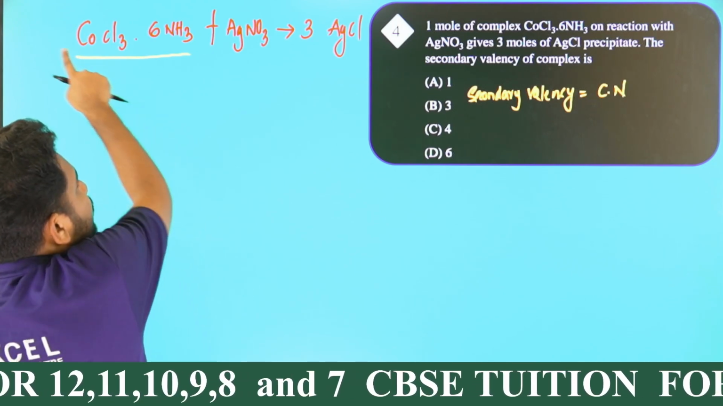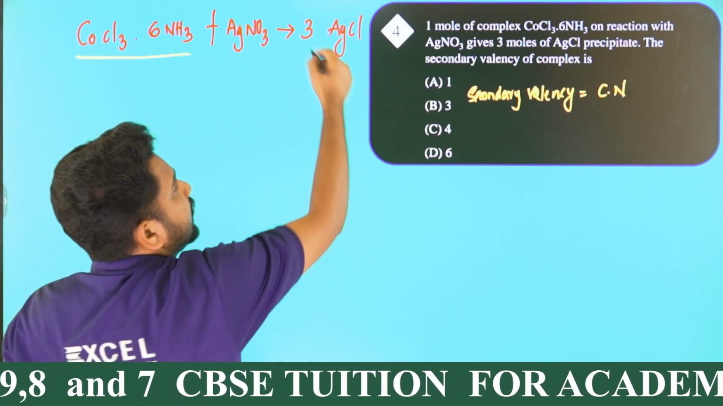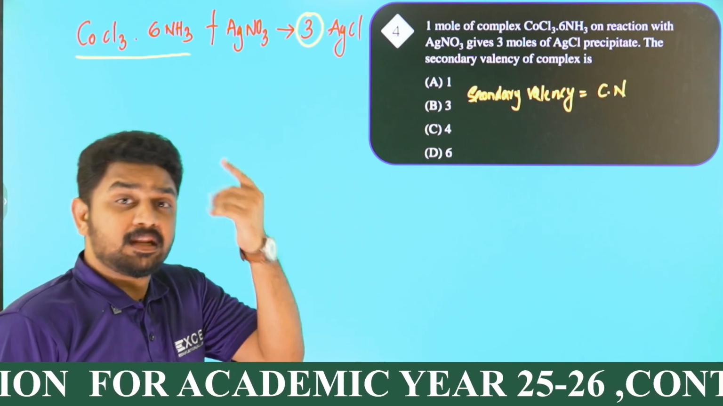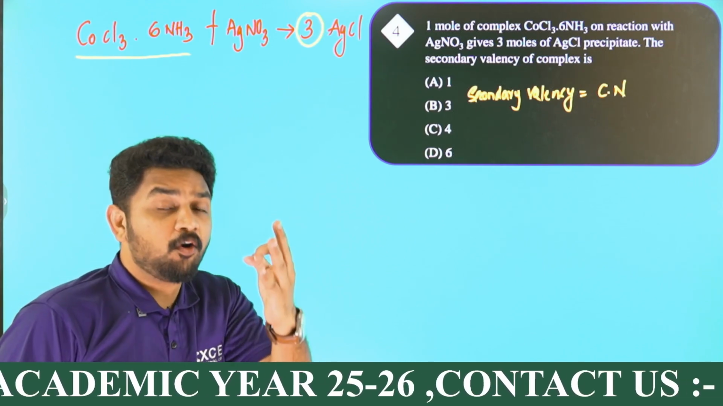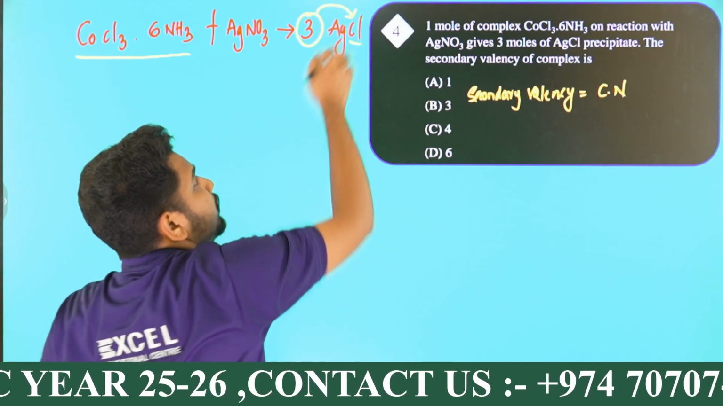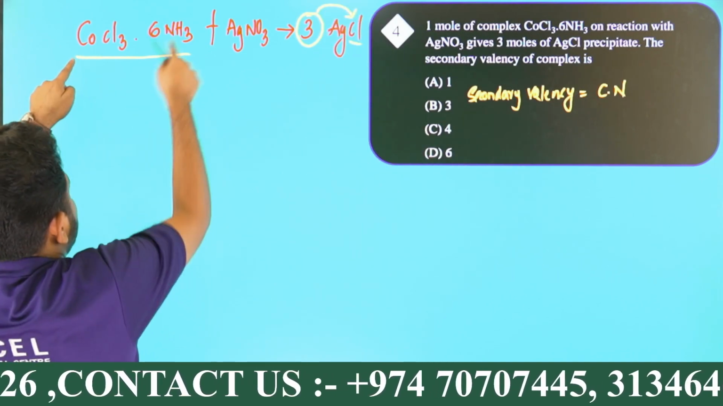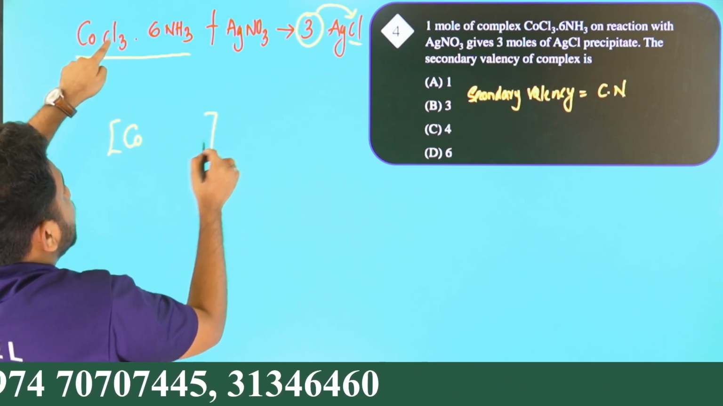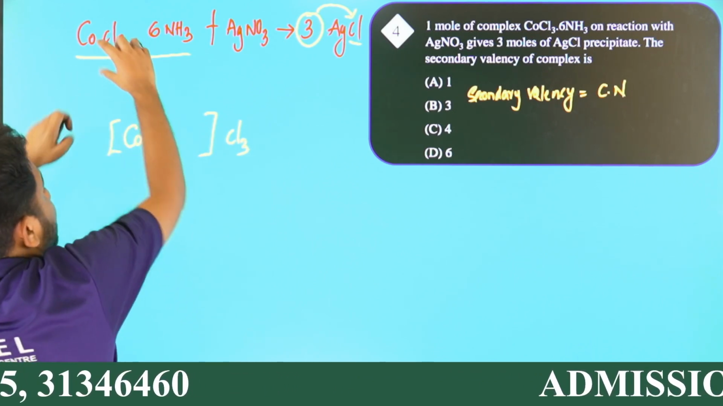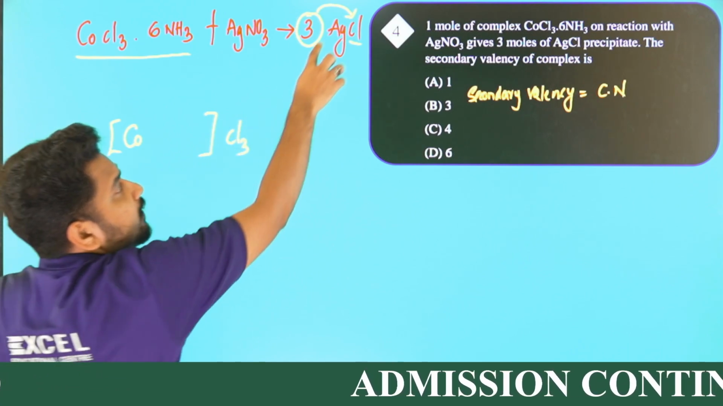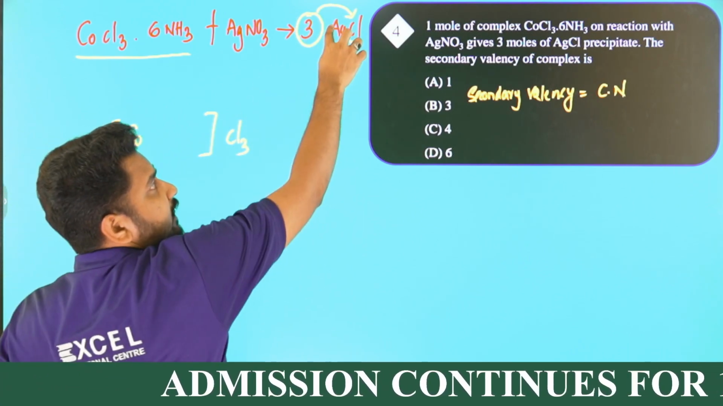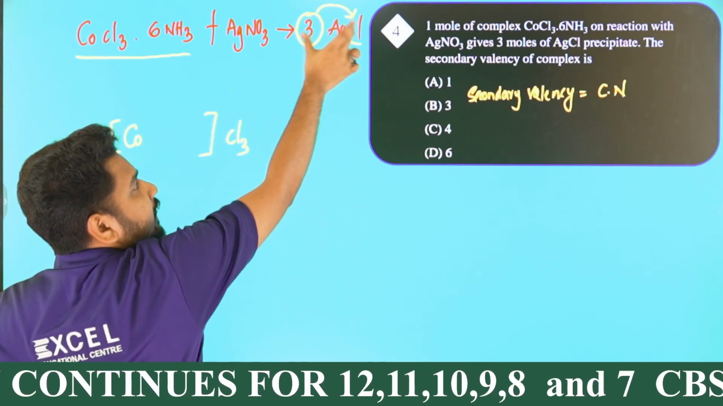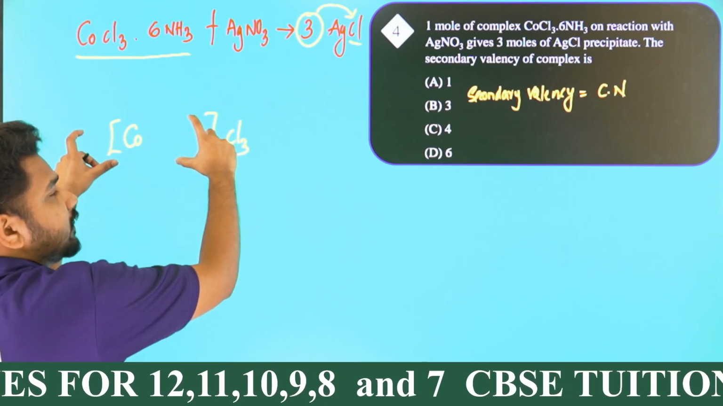But there is a hint, because our compound, when reacting with AgNO3, makes 3 moles of AgCl. If you want to make 3 moles of AgCl, 3 chlorines should be outside the sphere, with cobalt as the central atom. There should be 3 chlorines outside the sphere as counter ions. Then only will we get 3 AgCl. 1 AgCl has 1 chlorine, so 3 AgCl means 3 chlorines.